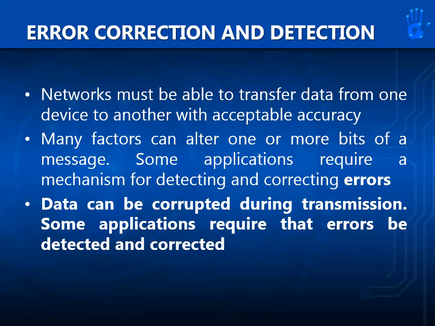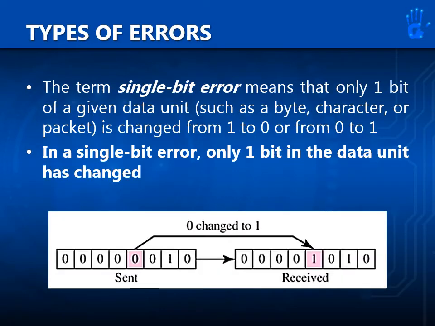Data can be corrupted during transmission. Some applications require that errors be detected and corrected. Types of errors. The term single-bit error means that only one bit of a given data unit, such as a byte, character, or packet, is changed from 1 to 0 or from 0 to 1. In a single-bit error, only one bit in the data unit has changed.